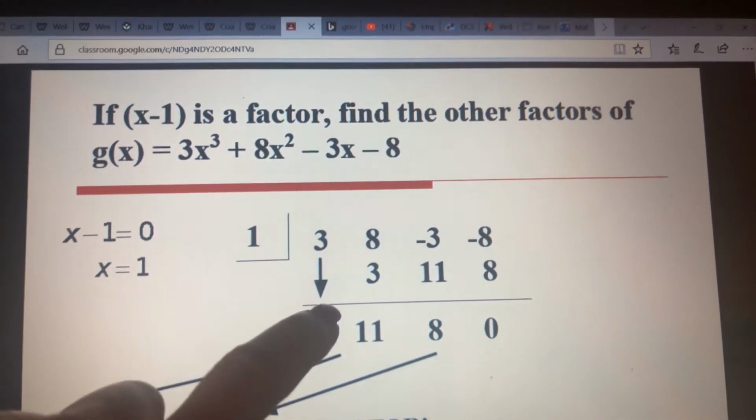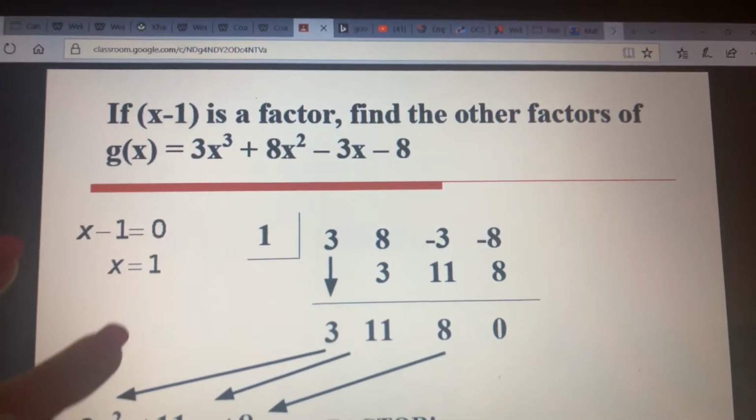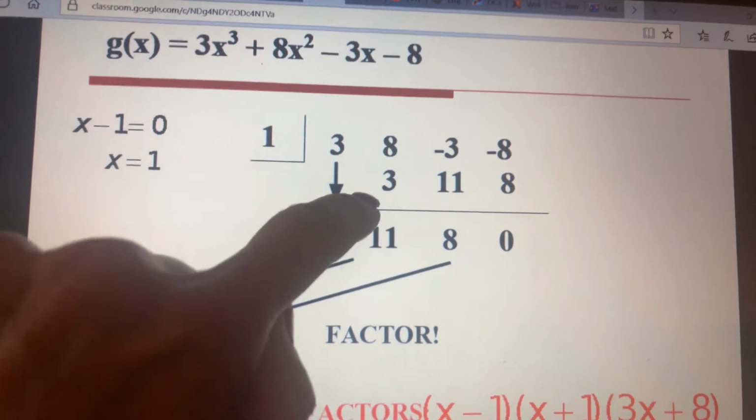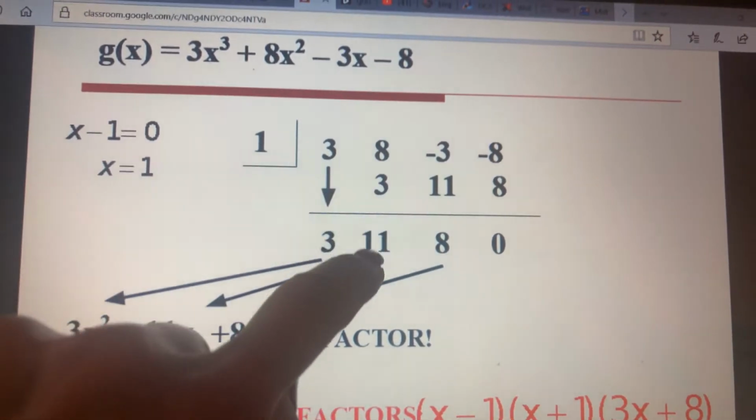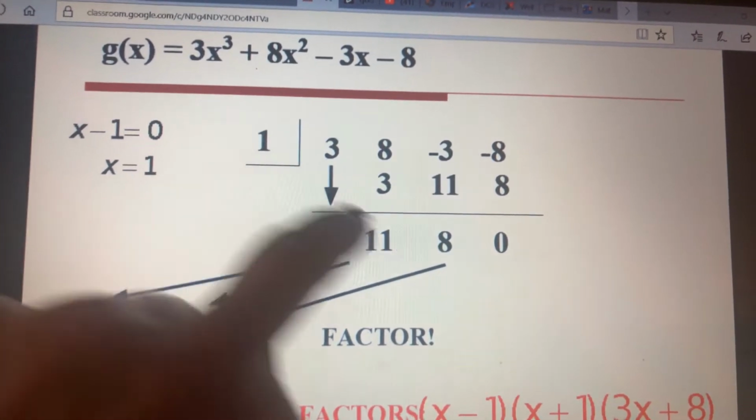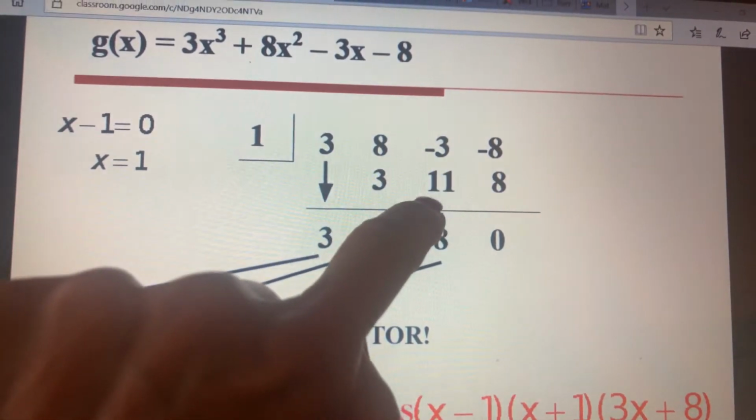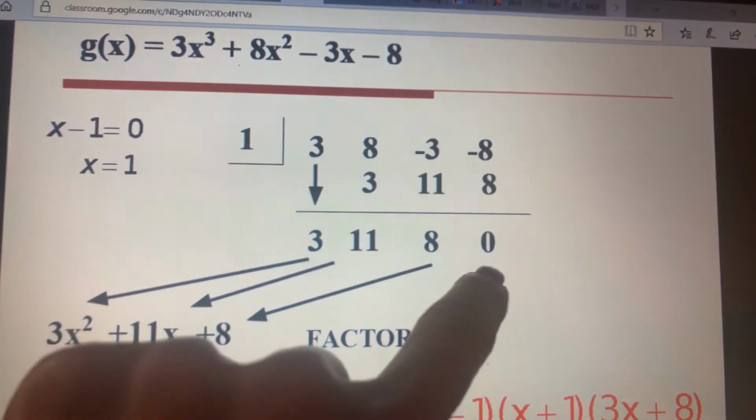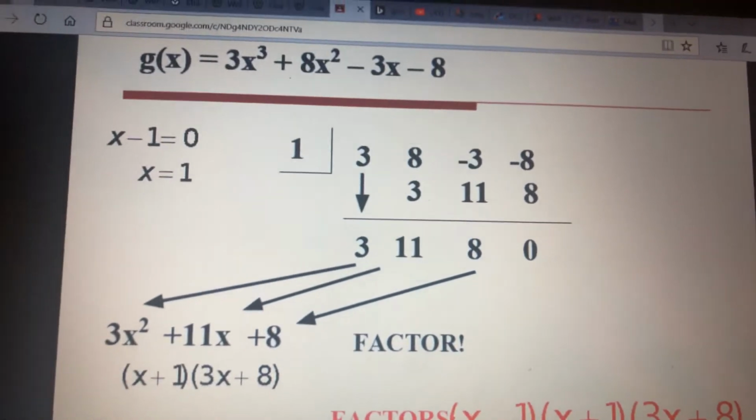Next, you're going to bring down that first term, and we're going to multiply that by 1. So 1 times 3 is 3, and then we're going to add that to 8. 1 times 11 is 11, -3 and 11 is 8, and 1 times 8 is 8, and -8 and 8 is 0. So now, what do we do?